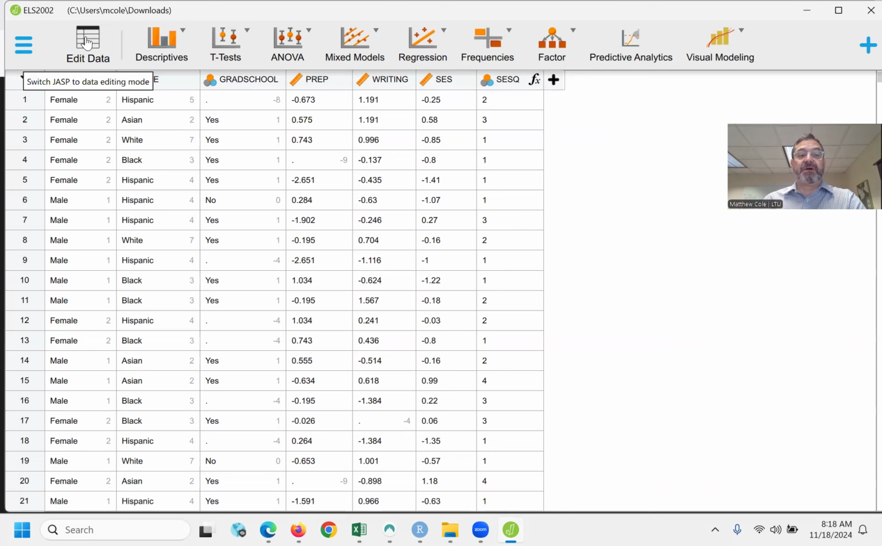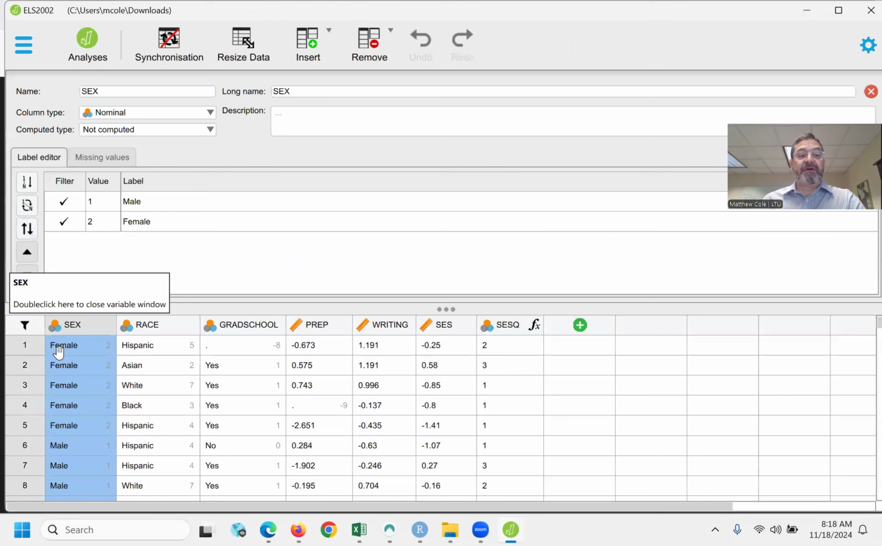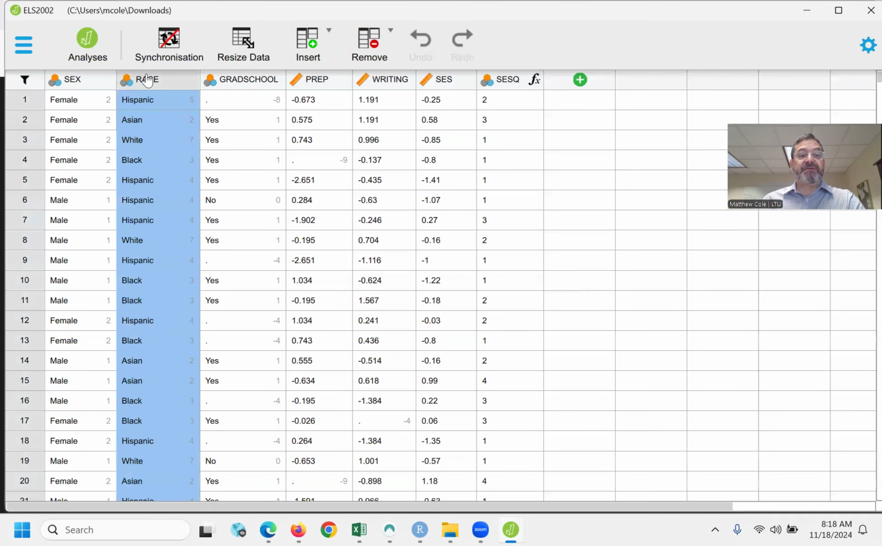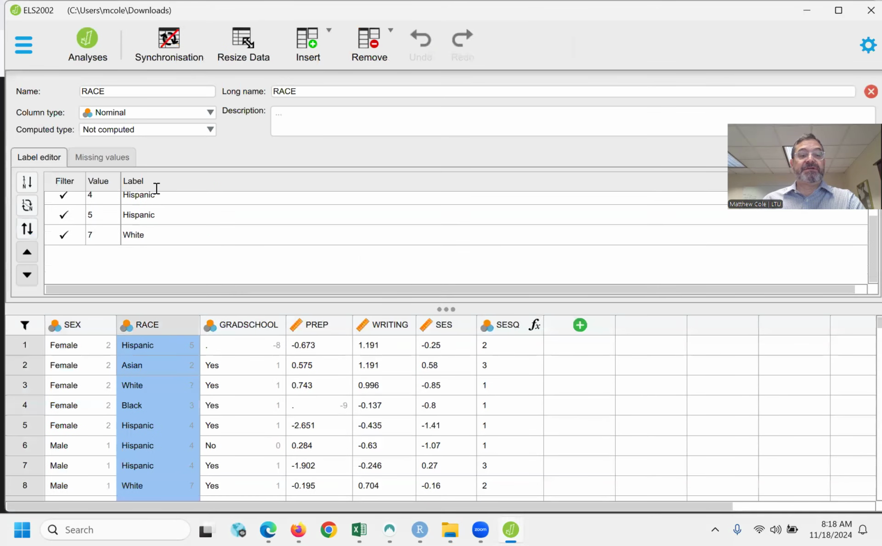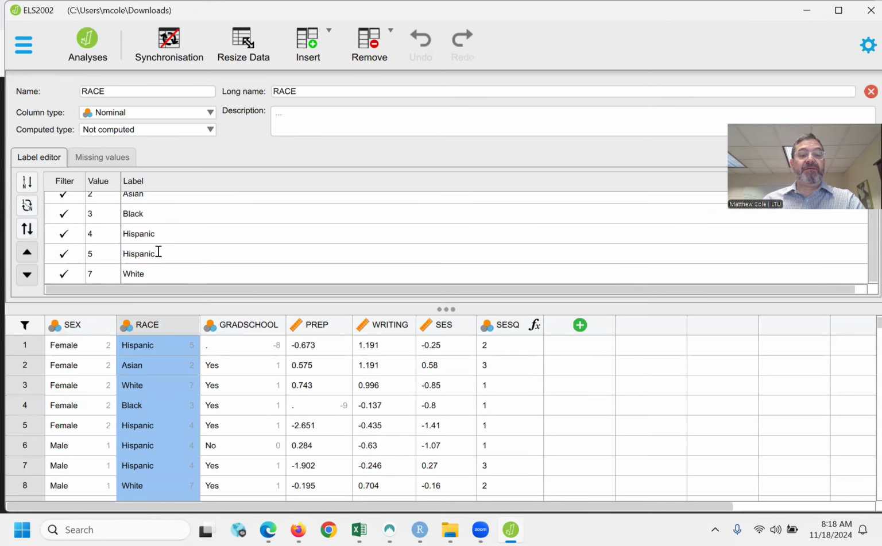So let's edit the data and see what we really have. I just double clicked on sex. You see we have male and female. Race, we have Asian, Black, Hispanic, white. The reason why I coded these both as Hispanic is because 4 in the original data set was, I think, well, there were 2 different ways that people could identify themselves as being Hispanic.